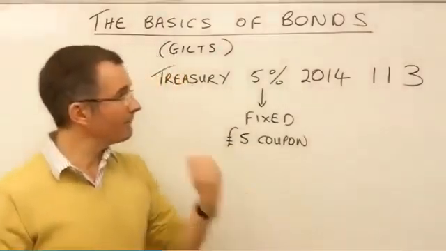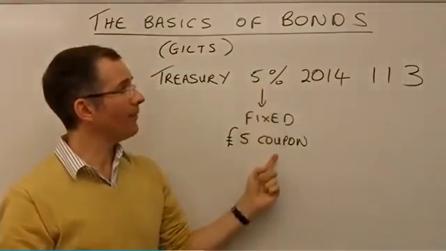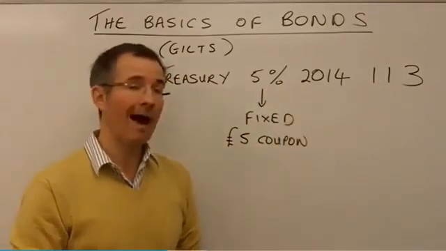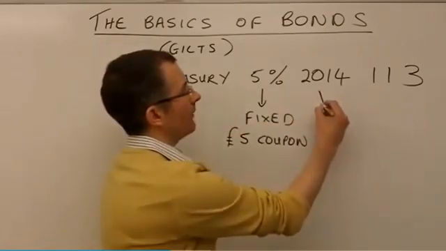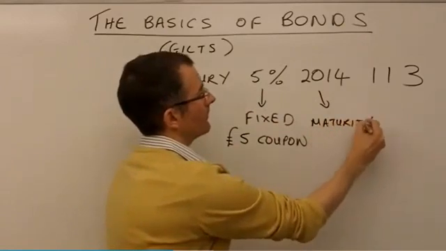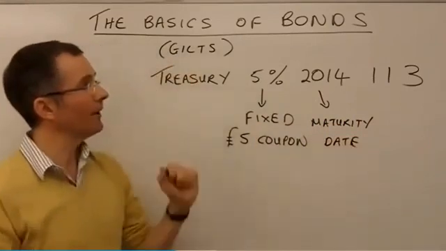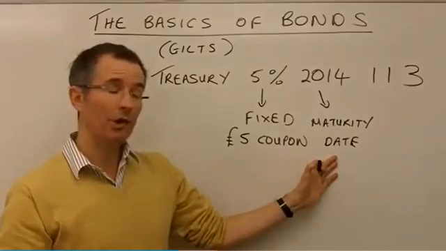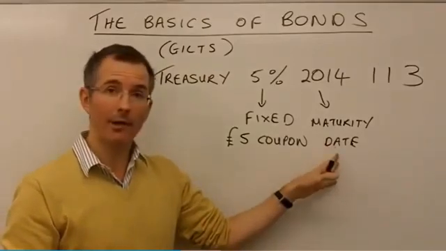So if a gilt has a nominal value, you can say the coupon is £5 fixed, and in 2014 I can expect £100 back from the government. This is the redemption or maturity date. Corporate bonds usually have one too, and that's simply the issuer, in this case the UK government, saying in 2014 we'll buy it back. So unlike a share issued by a company, this has a fixed buyback date from the issuer.